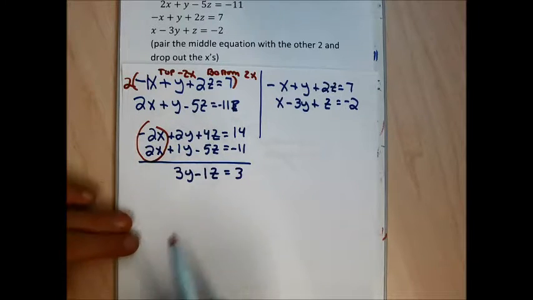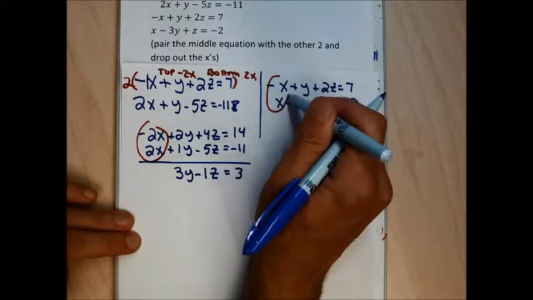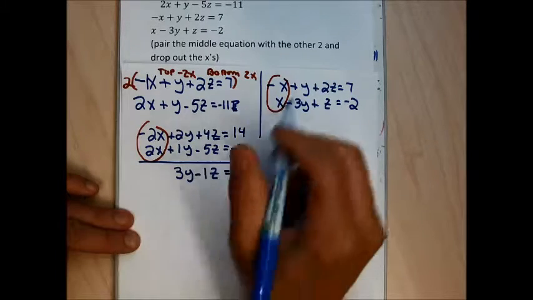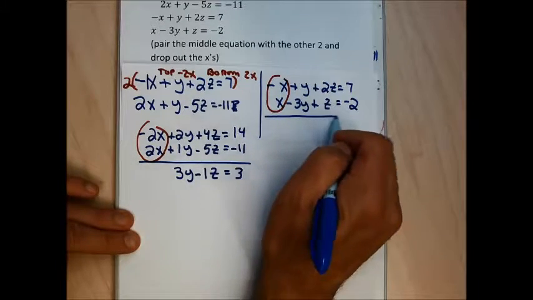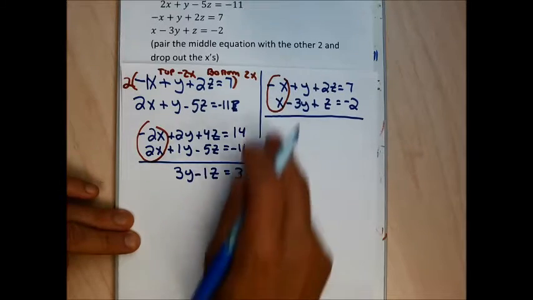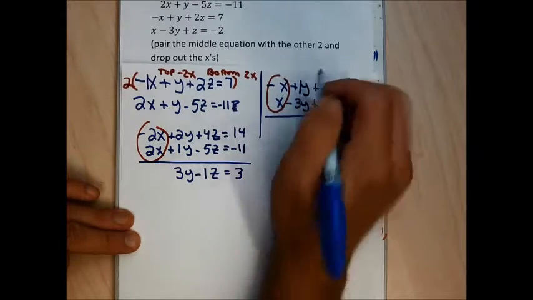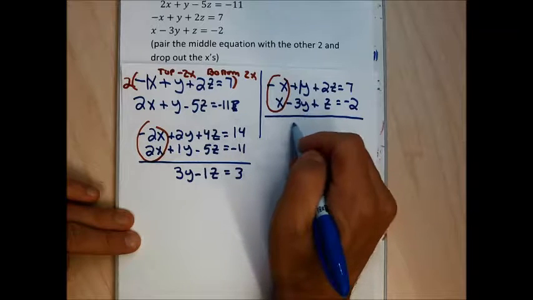For this second pair, I want to drop out the x's, and they're already ready to drop out. They have the same number, 1, with opposite signs. So I'm just going to add these together, cancel the x's. 1y minus 3y is negative 2y.